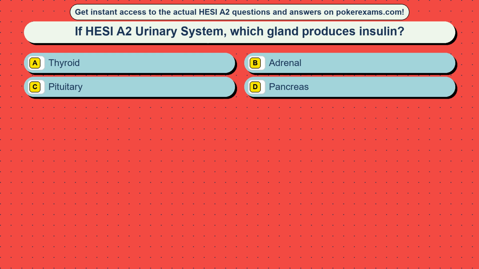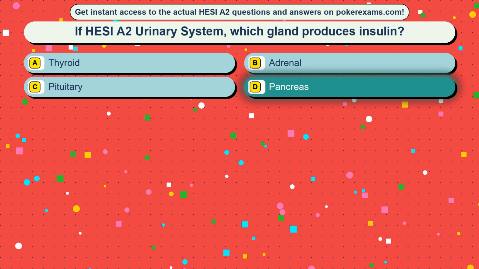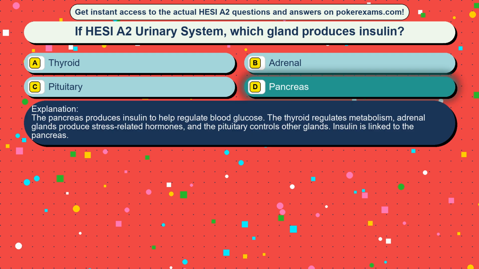Question 50. If HESI A2 urinary system, which gland produces insulin? Option A, thyroid. Option B, adrenal. Option C, pituitary. Option D, pancreas. The correct answer is option D, pancreas. The pancreas produces insulin to help regulate blood glucose. The thyroid regulates metabolism, adrenal glands produce stress-related hormones, and the pituitary controls other glands. Insulin is linked to the pancreas.